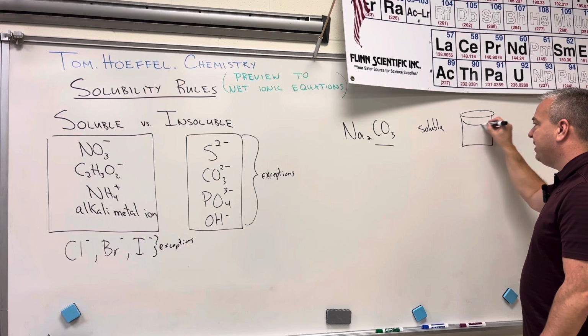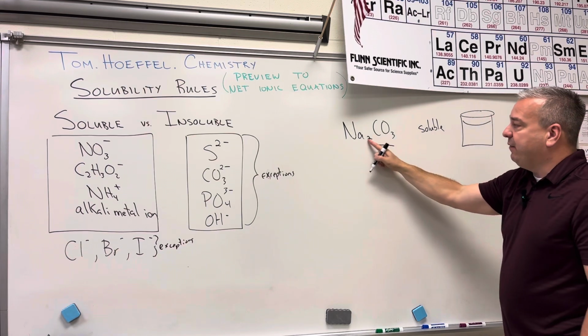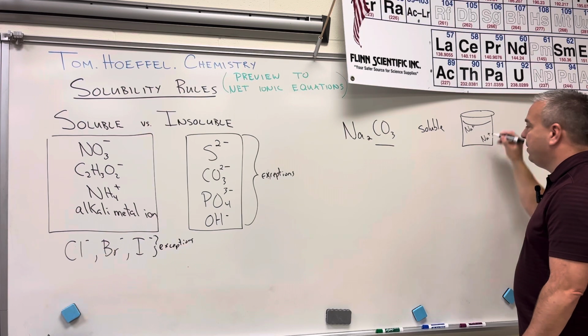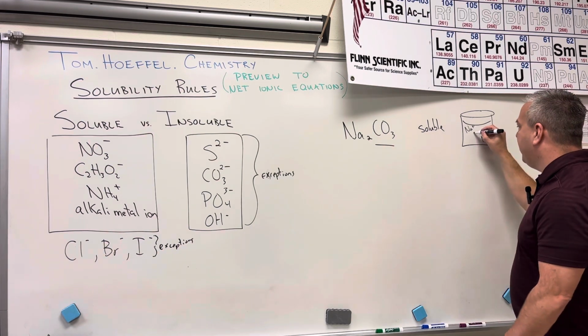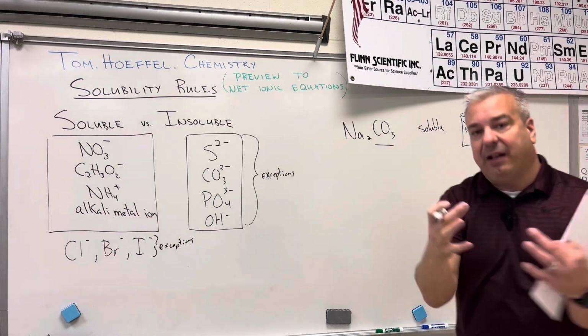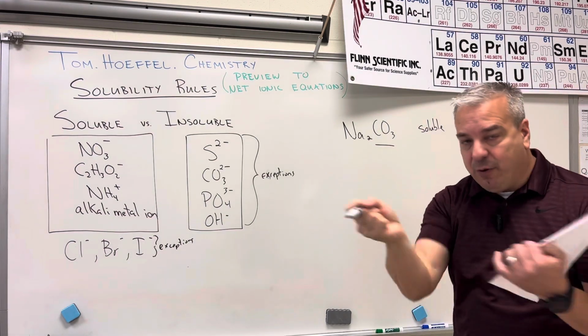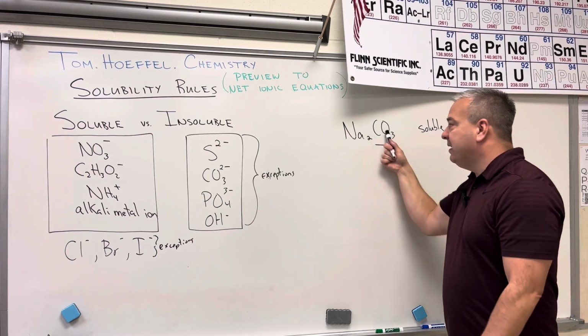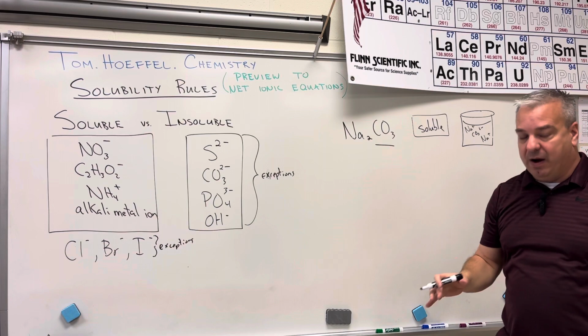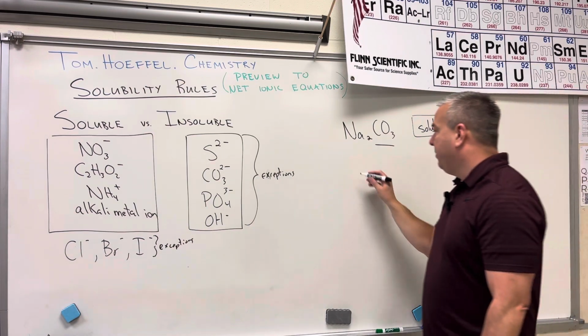So if I did a particulate diagram of this, I would have 2 sodium ions, 1, 2, for every 1 carbonate ion. This would not be a molecule of sodium carbonate. It would be split up into its individual ions because it's soluble in water, okay? Let's do another one, okay?